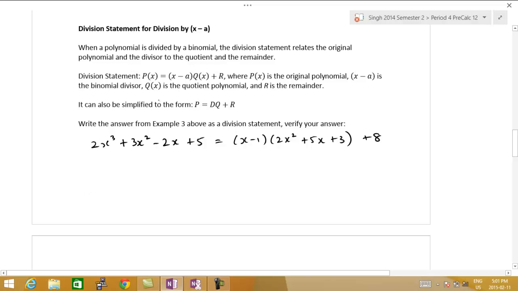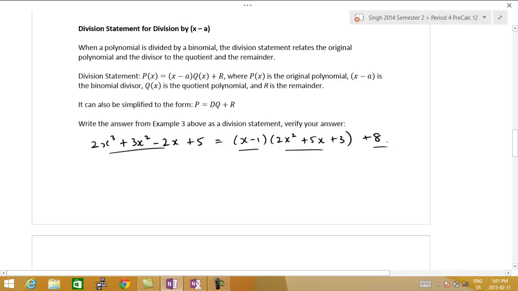We just talked about that earlier. The division statement goes as follows. P of x is (x minus a) times q of x plus r. It can also be simplified to the form p equals dq plus r. This is the polynomial, the divisor, the quotient, and the remainder.